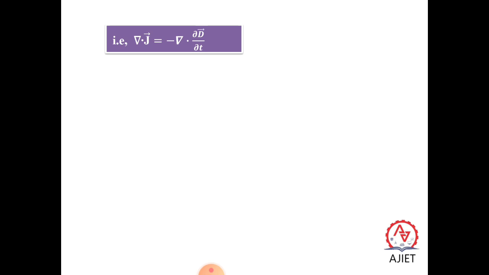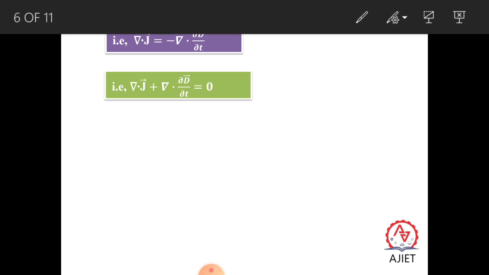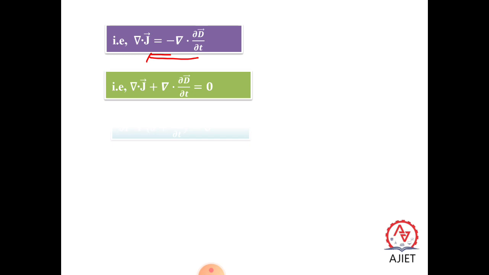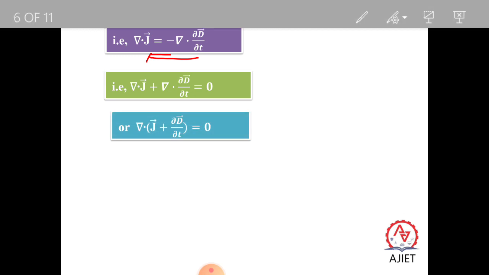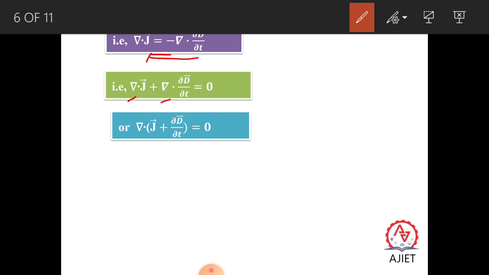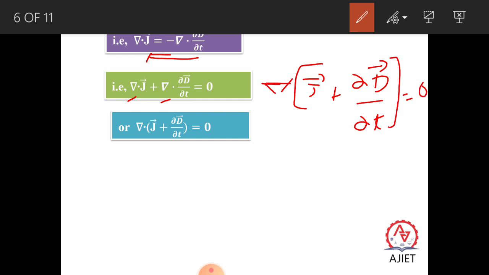Next, del dot J is equal to minus del dot dou D by dou t. Further, you take this to the other side, so it is del dot J plus del dot dou D by dou t is equal to 0. Since there are two dels, you take the del outside, so the remaining is the J vector plus dou D by dou t, and that is equal to 0.